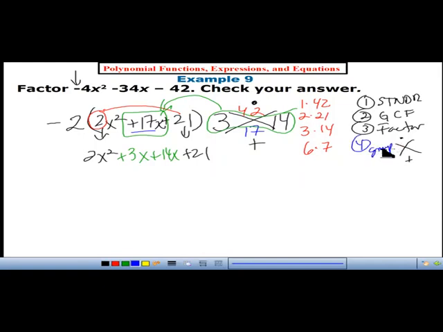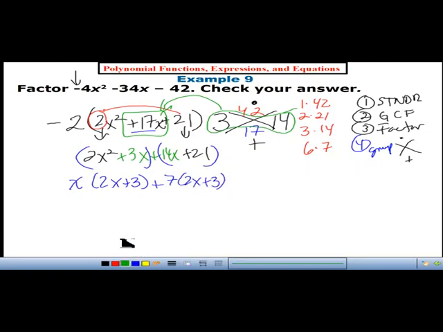Group, or factor by grouping. What does that mean? Again, we need to ask what is the GCF for each group. What is the GCF for right here, Ivan? It's x. And we're left with 2x plus 3. How about here? 7. And we're left with 2x plus 3.